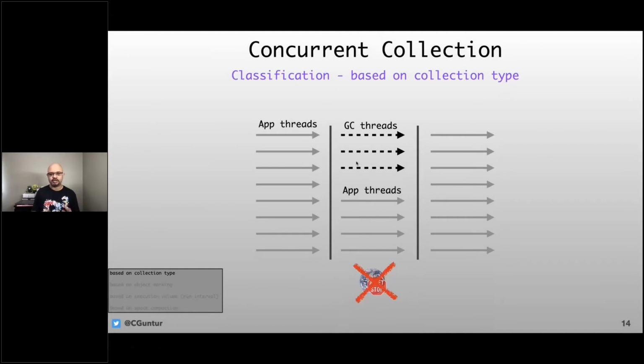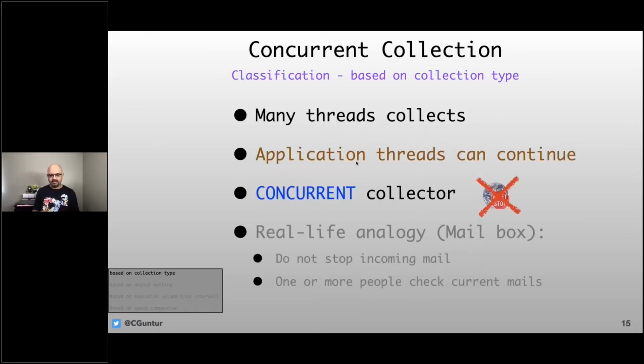Concurrent means you are doing things concurrently, where garbage collection is running alongside application threads. So in a real life analogy, don't stop the incoming mail, let the incoming mail come in, and one or more people are checking the current mails at the same time. So that is an analogy that you can always relate to in terms of parallel versus concurrent. In parallel, you stop the mail, and in concurrent, you allow the mail to come in. So that is the big difference that I want you to make note of.